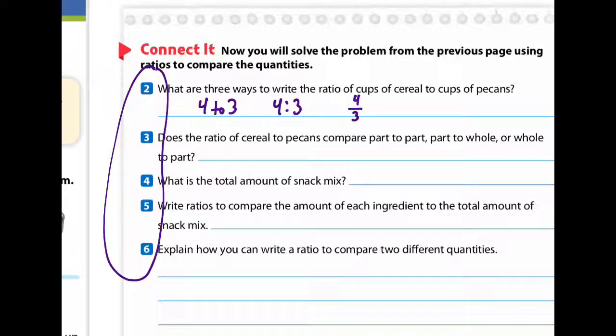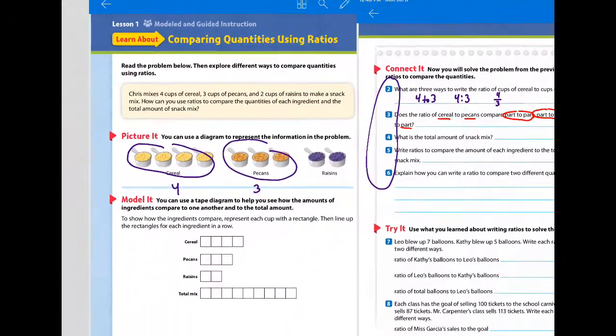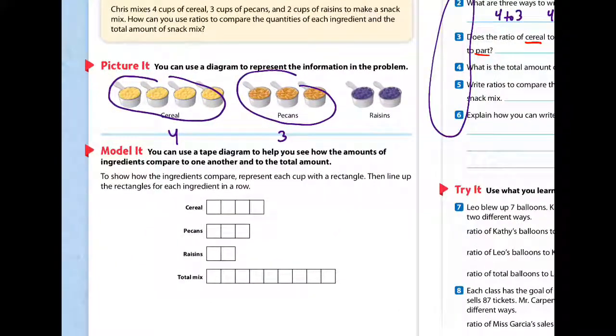Okay, number 3. It says, does the ratio of cereal to pecans compare part to part, part to whole, or whole to part? So let's take a look at our diagram here. So remember, the whole would be the total. If you were to add up all of the cereal, the pecans, and the raisins, that's what the total is.